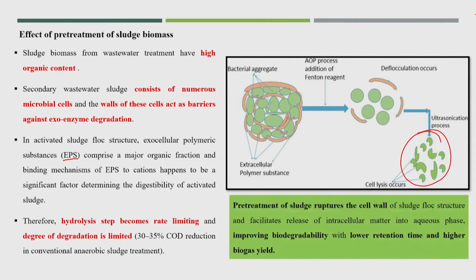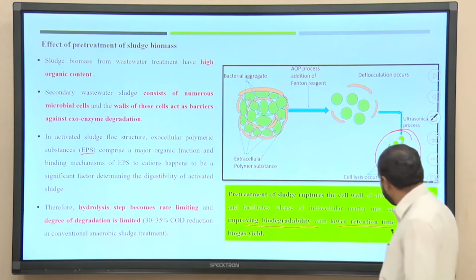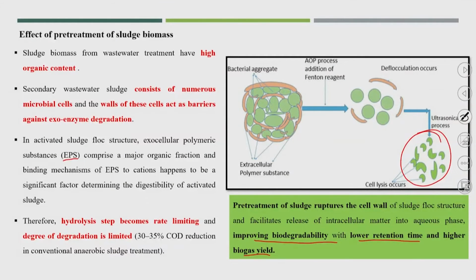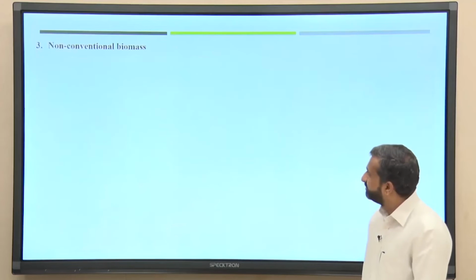Now, pretreatment of sludge ruptures the cell wall of the sludge floc structure and facilitates release of intracellular matter into the aquatic phase, improving biodegradability with lower retention time and higher biogas yield. This is what we are looking for: improved biodegradability, lower retention time or low HRT, and high biogas yield. That is the benefit of pretreatment of this kind of sludge biomass.